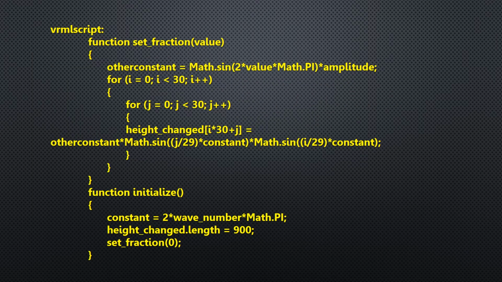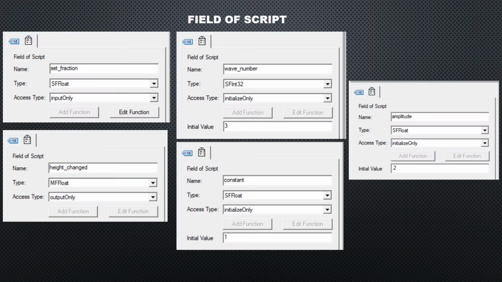So this is actually a VRML script, or you can say JavaScript, which will be controlling the elevation grid. You have to copy and paste this script into the script field, and then you have to create the required fields. Five fields will be required. The first field will be set fraction, second will be height change, third will be wave number, fourth will be constant, and fifth will be amplitude. So you have to create five fields.